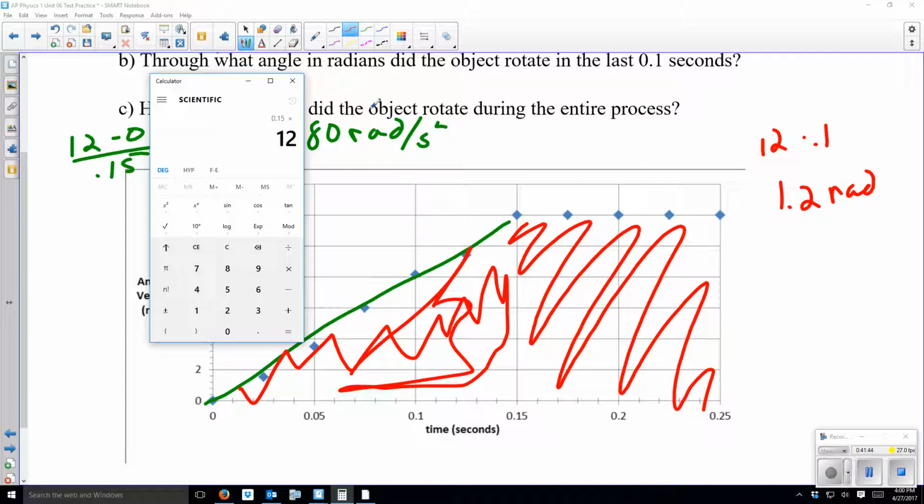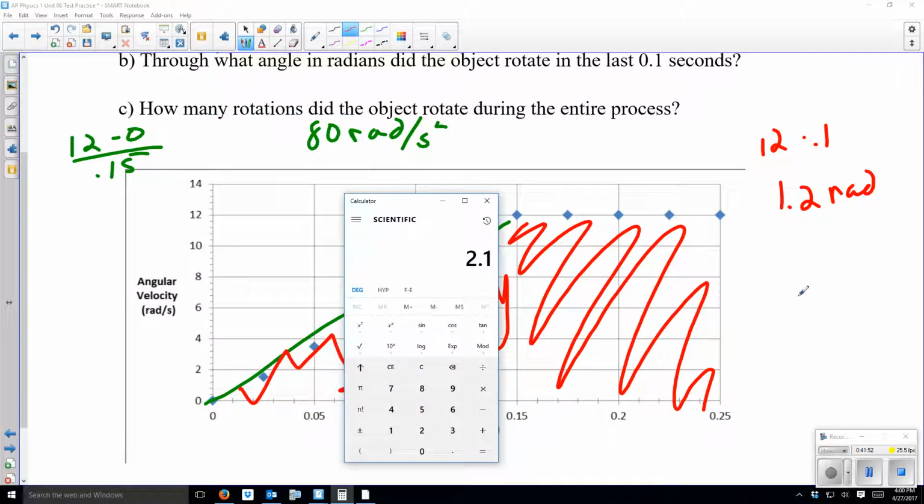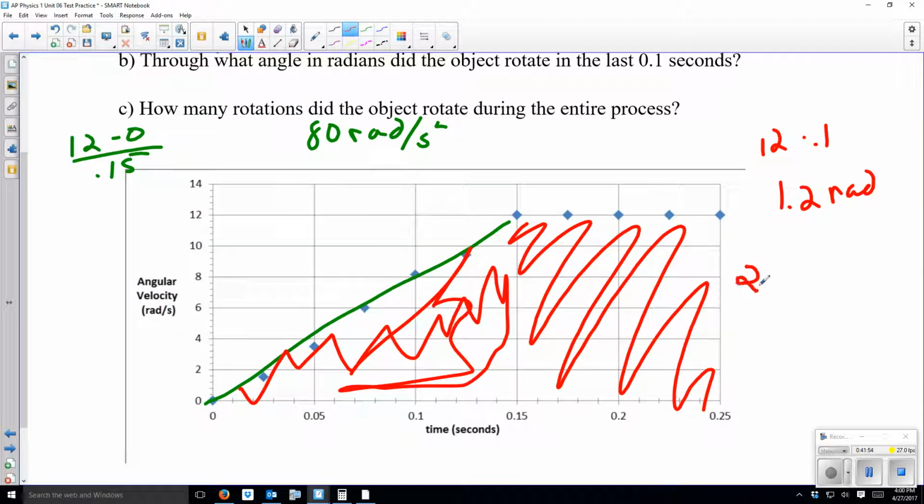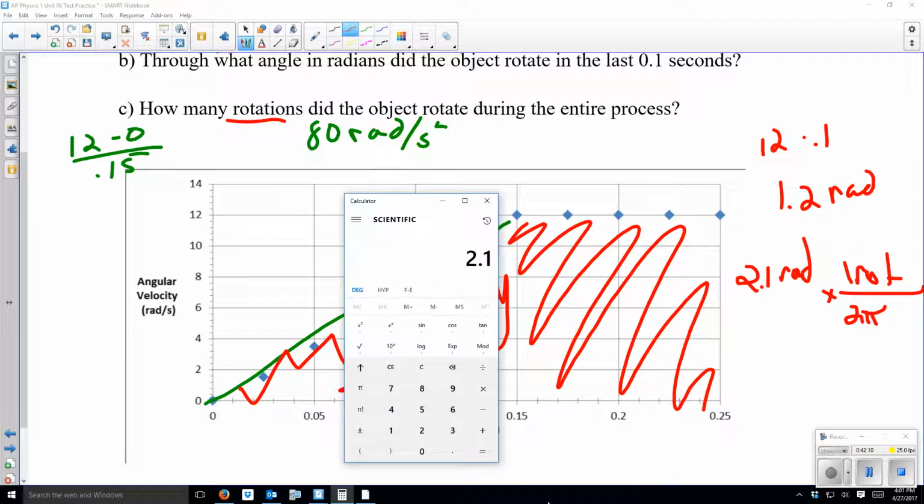So radians. There are 2 pi radians per 1 rotation. So I need to divide that 2.1 by 2 pi. I don't think there's really a pi button here, so I'll just do 3.14. And we get 0.3343 rotations.